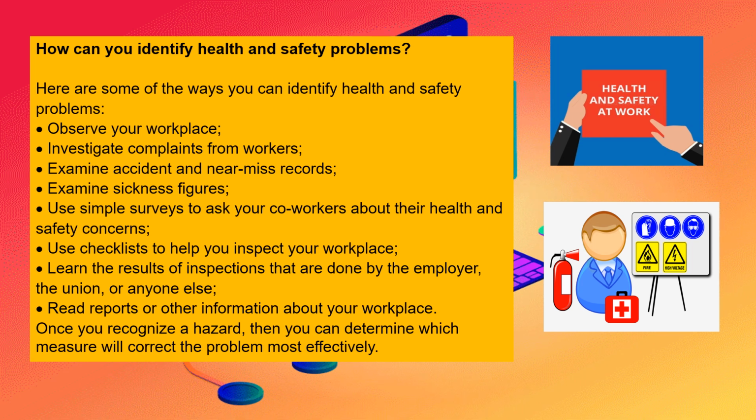How can you identify health and safety problems? Here are some of the ways you can identify health and safety problems. First, observe your workplace. Second, investigate complaints from workers. Third, examine accidents and near-miss records. Fourth, examine sickness figures. Fifth, use simple surveys to ask your coworkers about their health and safety concerns. Sixth, use checklists to help you inspect your workplace.